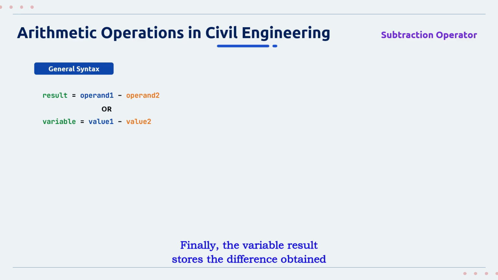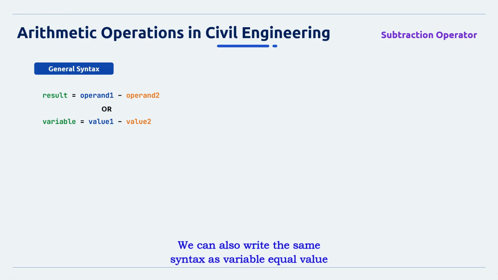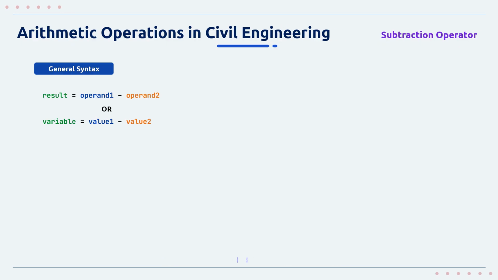Finally, the variable result stores the difference obtained after the subtraction. We can also write the same syntax as variable = value 1 - value 2. Here, value 1 and value 2 represent the two values that we want to subtract. The variable on the left hand side stores the result of the subtraction.